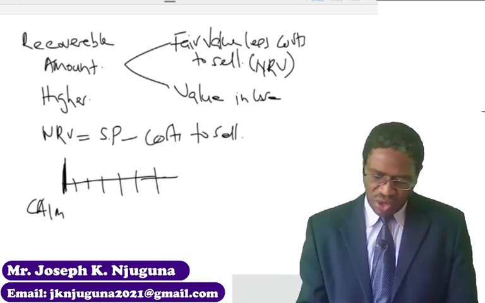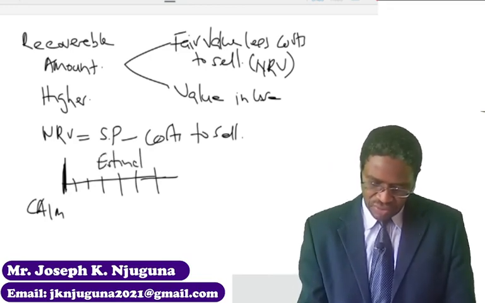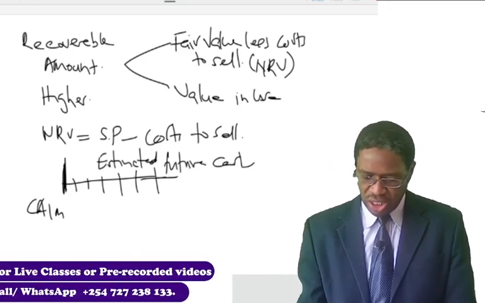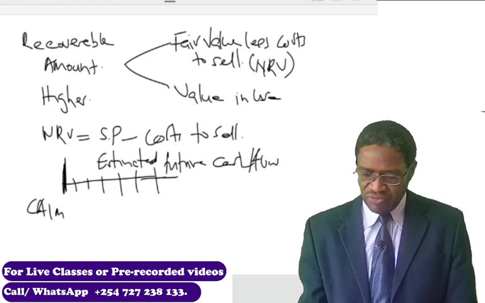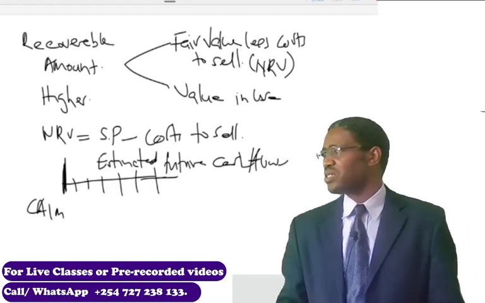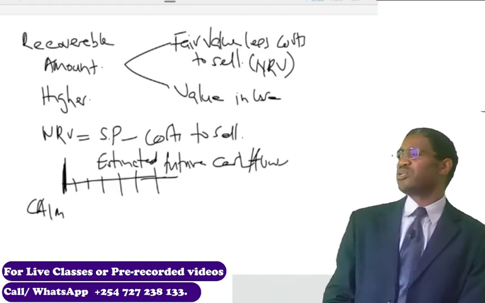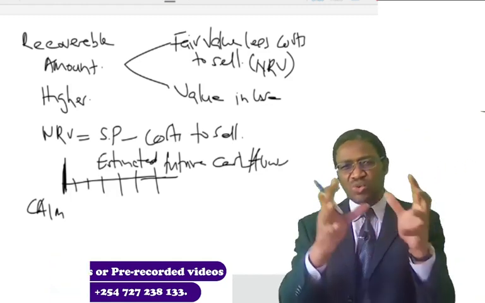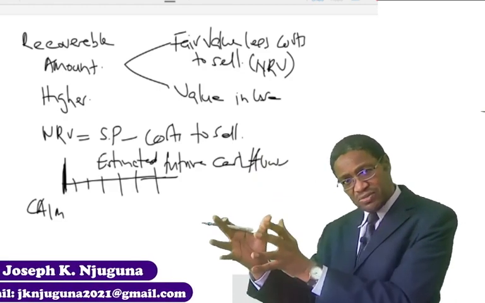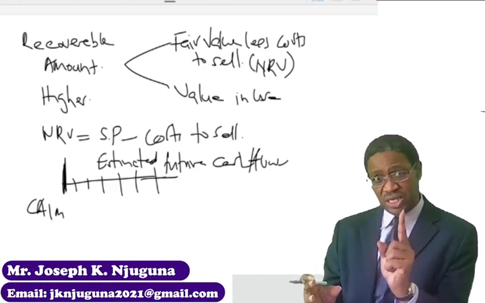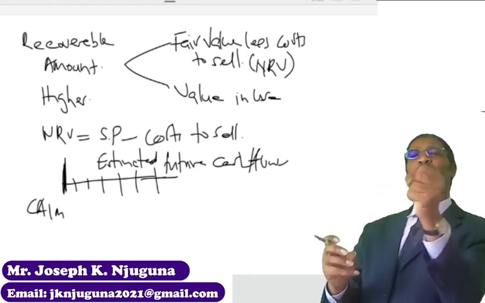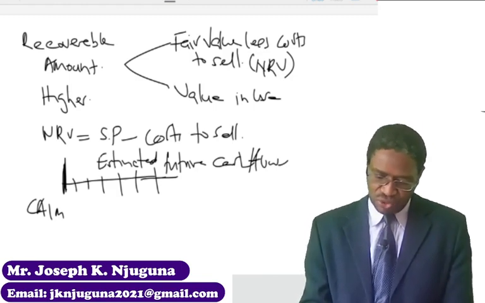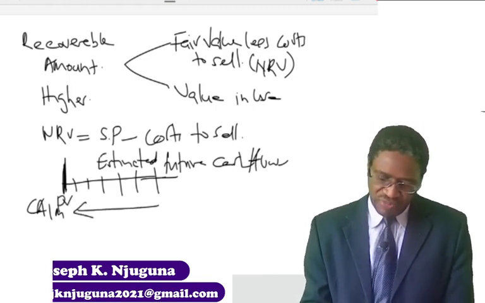So you get what we are calling the estimated future cash flows that will be generated from the continuous use of that asset. Once you get those estimated future cash flows, then get the present value of all the estimated future cash flows.